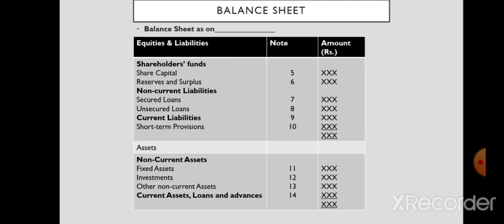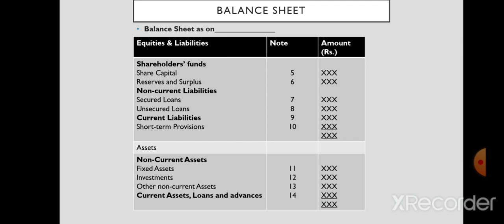Under note 6 we will be calculating reserves and surplus. We will be considering capital reserve, general reserve, sinking fund reserve, securities premium, and any other reserves that have been formed or created by the organization. Then we will add profit and loss account surplus, and we will arrive at reserves and surplus.